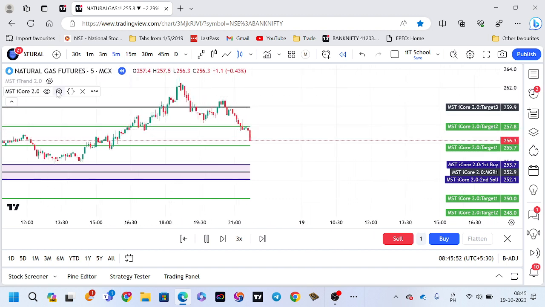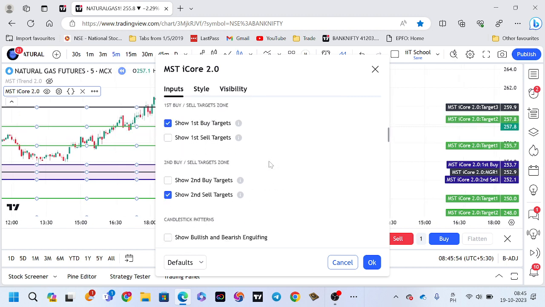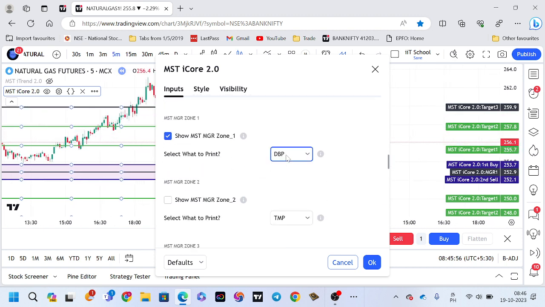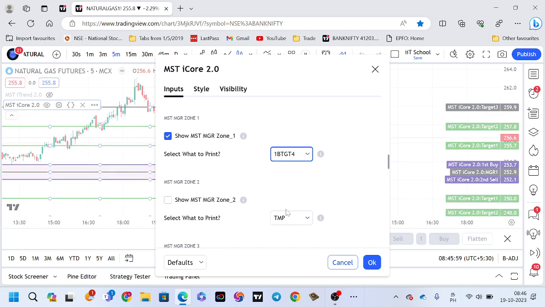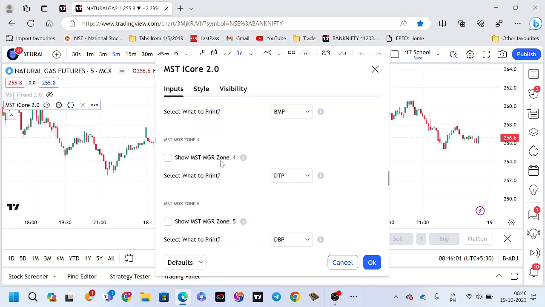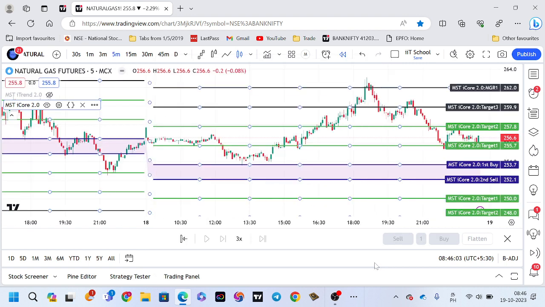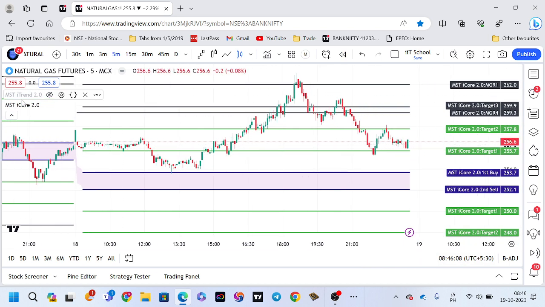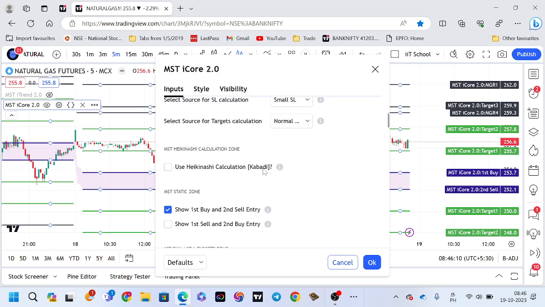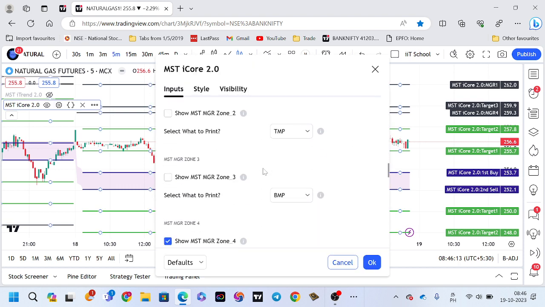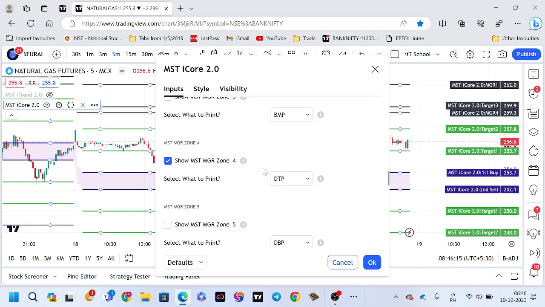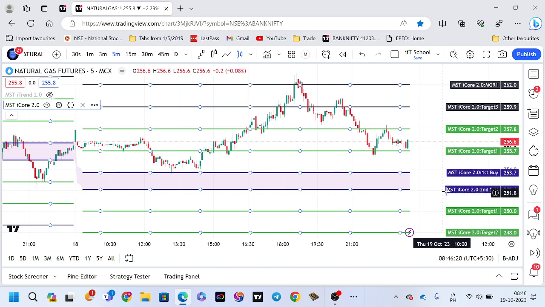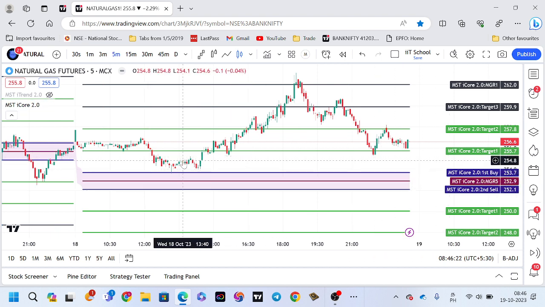How to enable more targets? Here we have given the option. Go to the indicator settings, MGR zone 1, enable first buy target 4. And if you want that, here we have given MGR 4, that also you can use. Now you can see how many targets we have got. Exactly 4 targets, and perfectly all the targets have been hit. Buy only got activated. Perfectly first target hit, second target hit, third target hit, and fourth target hit.